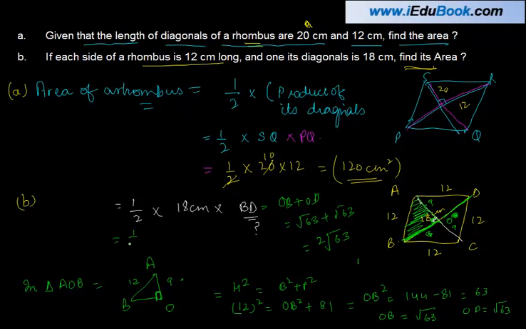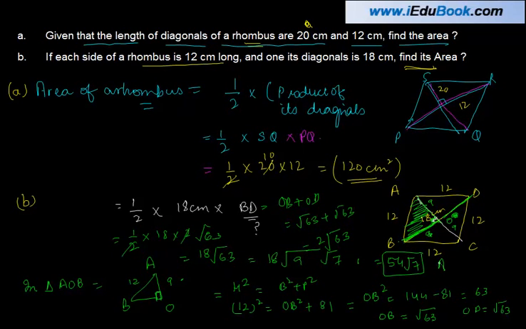So this area will now become what? Half into 18 into 2 root 63. This goes, or 18 root 63. Now root 63 can also be written as root 9 into root 7. Root 9 we know is 3. 3 times 18 is 54. 54 root 7. That's your answer. Right? So the area of the rhombus is 54 root 7.